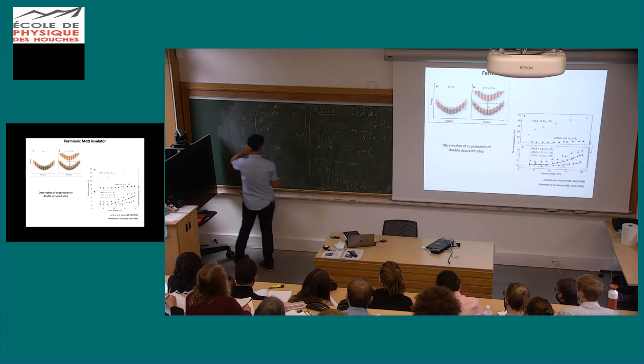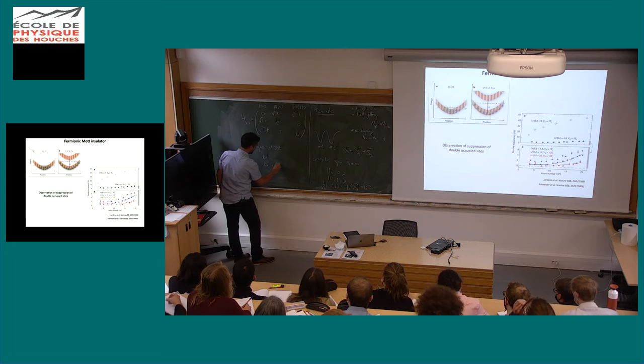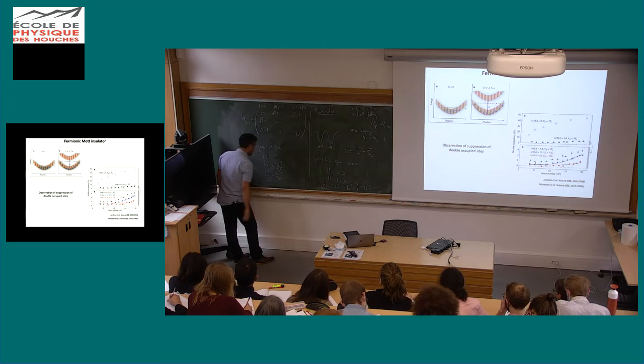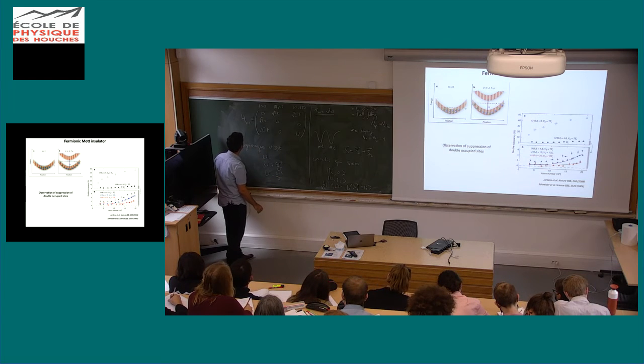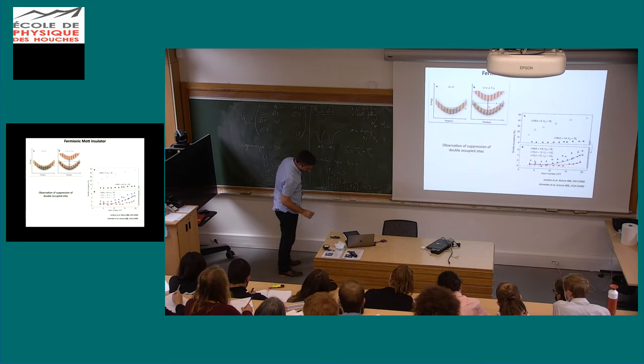So what do I get? I get U plus 4T squared over U, and U minus... no, I get 0. Yes, U minus 4T squared.